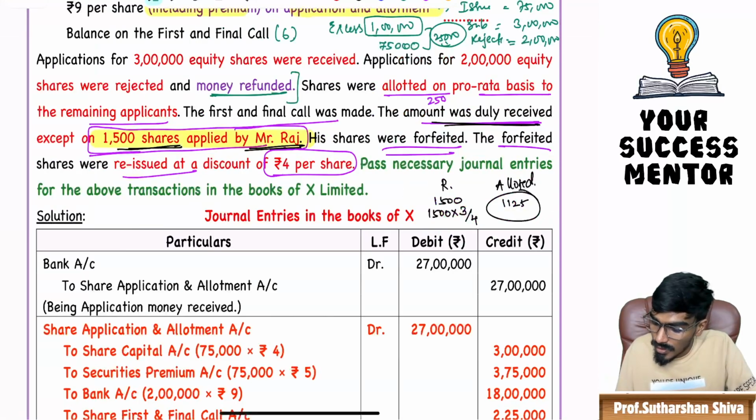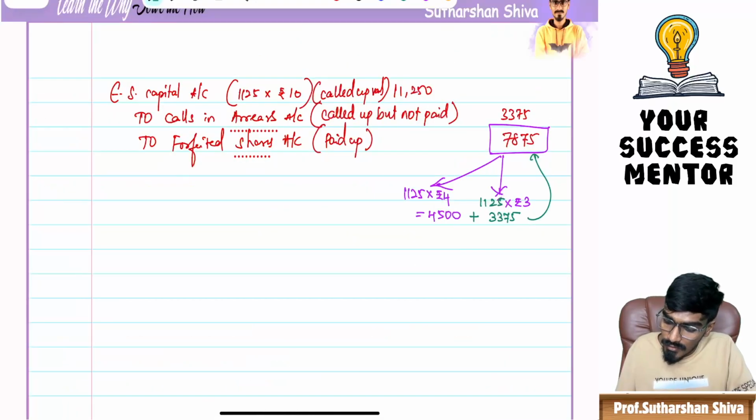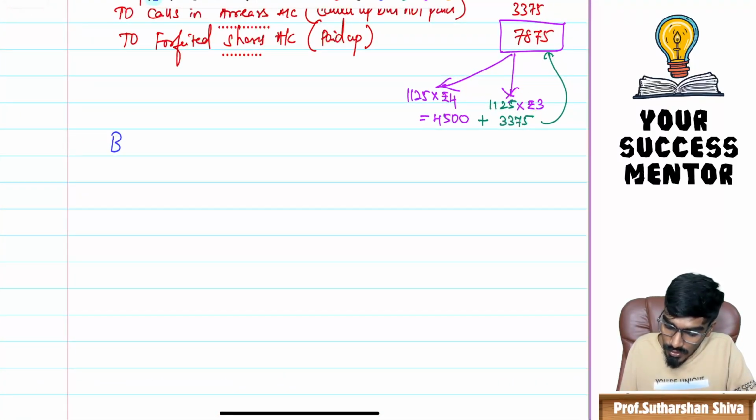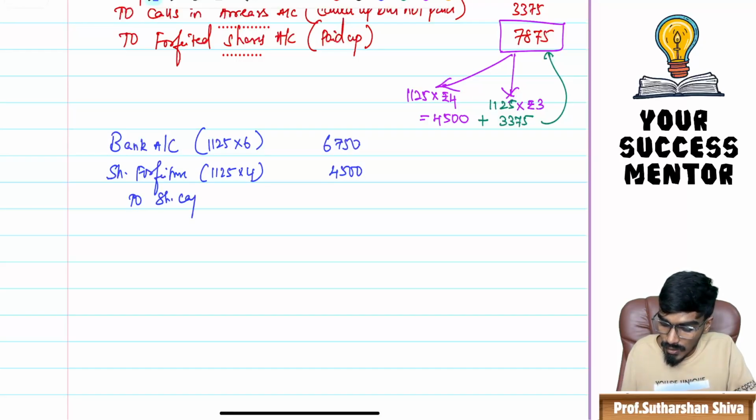Now come to the last part. All the shares that were forfeited were reissued at a discount of 4 rupees. Reissued at discount, yes, good. Discount of 4 rupees. So how much is the value per share recovered? 6. So bank account is debited with 1125 into 6, which brings you 6750. What is the share forfeiture? 1125 into 4, which will bring you 4500. Then to equity share capital, which will give you 11250.